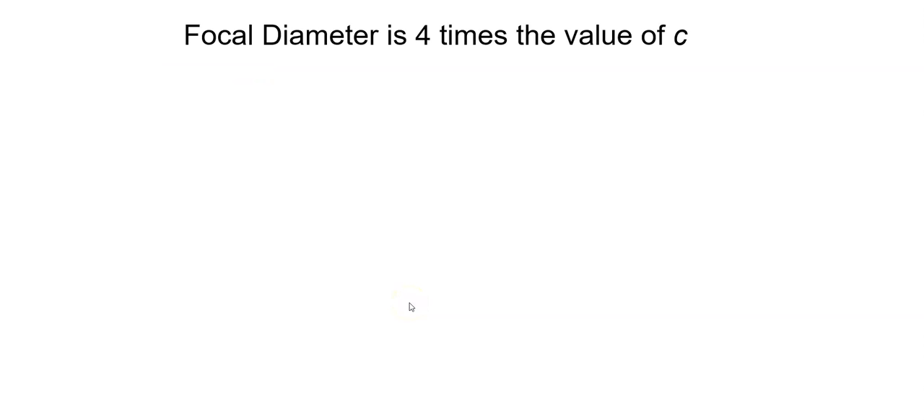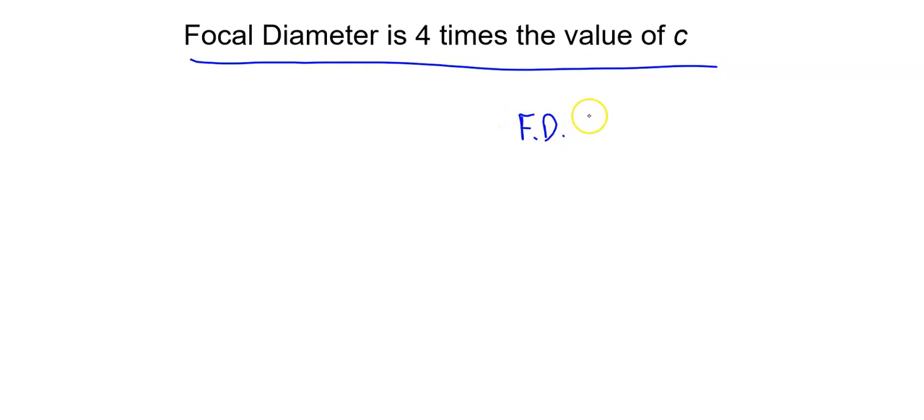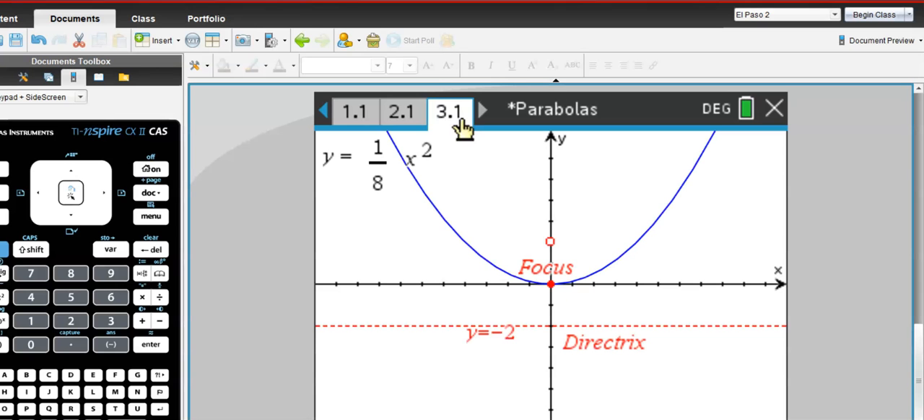And the focal diameter is 4 times the value of C. So go ahead and write that in your notes. Focal diameter is equal to 4C, or the absolute value of 4C, I should probably say. Focal diameter is a distance, so it's always positive, but it's just 4 times whatever C is. Again, C is the distance from the vertex to the focus. And on page 3.1, we'll put this all together in just a minute.